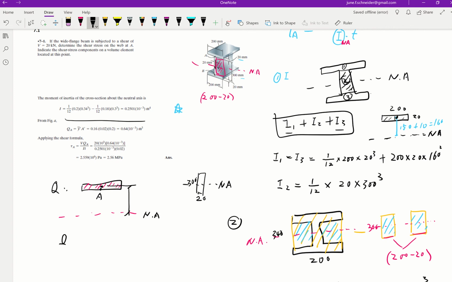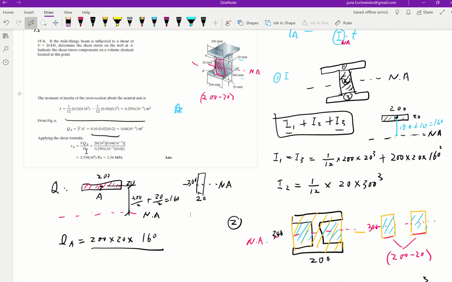So QA is going to be equal to this area, which is 200 times 20, and then times this y. The distance is going to be 300 divided by 2, half of that, then plus half of this height, so 20 divided by 2. That gives us 160. So times 160. All right, let's compare this one with that. It's essentially the same. Again, the unit we keep as millimeter.